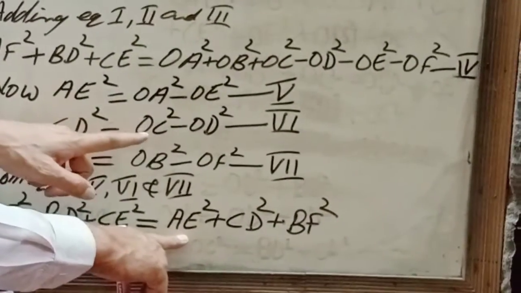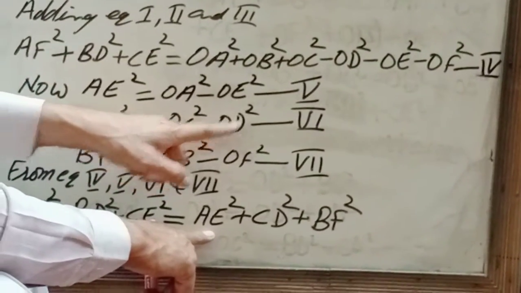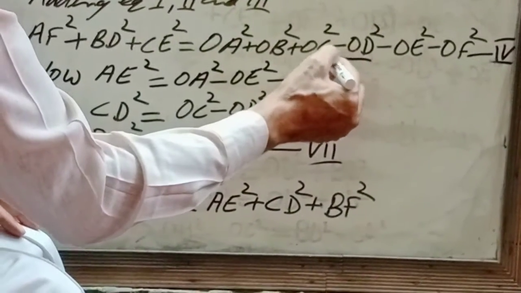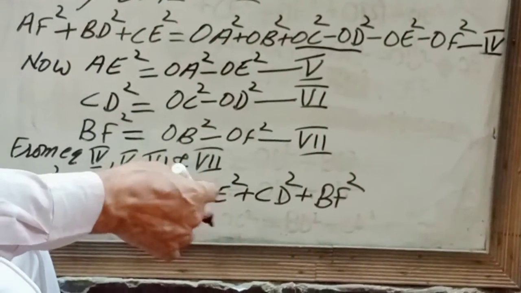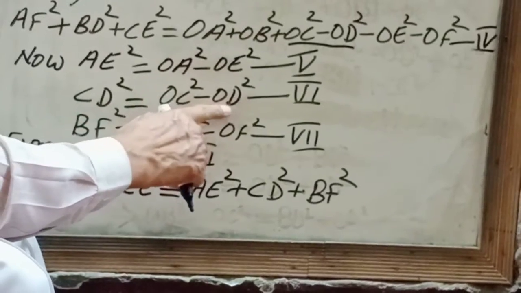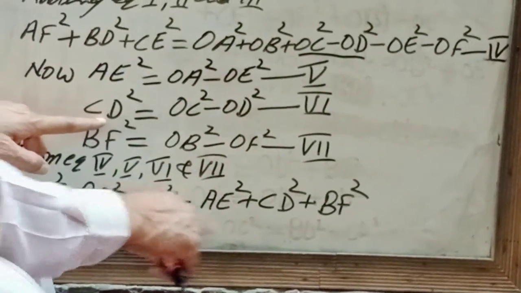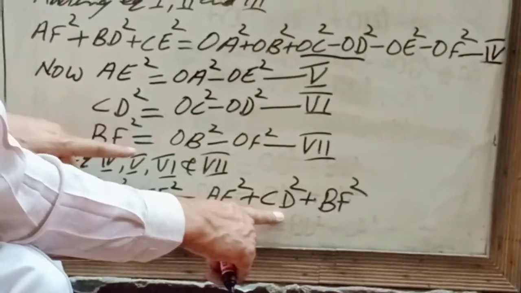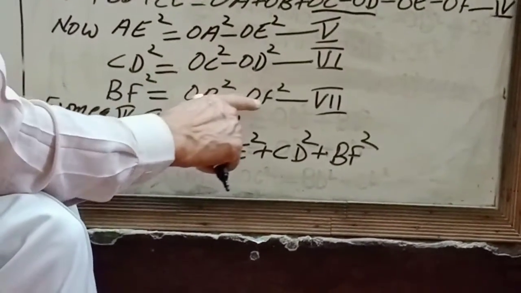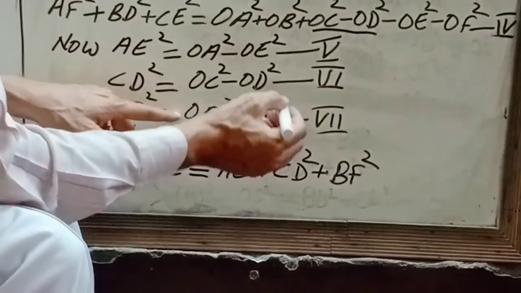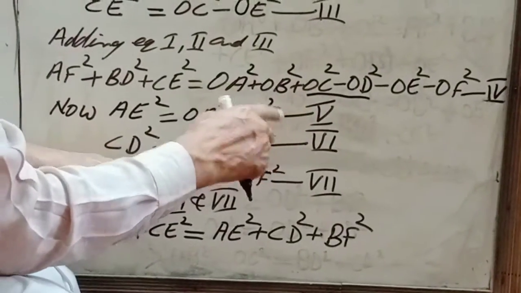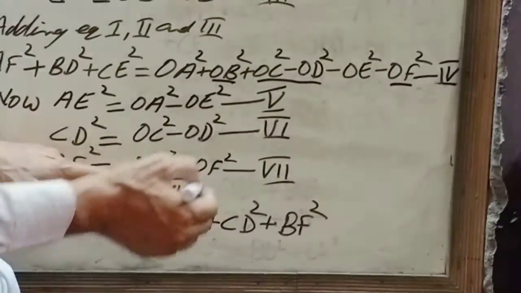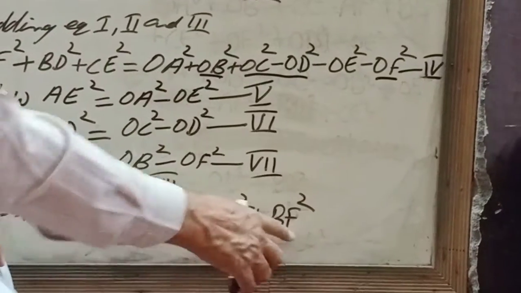And instead of OC square minus OD square, we can write, see, OC square minus OD square can be replaced by CD square. Here we have replaced it. And again OB square minus OF square, this is here, and OB square minus OF square can be replaced by BF square. So we have replaced it.